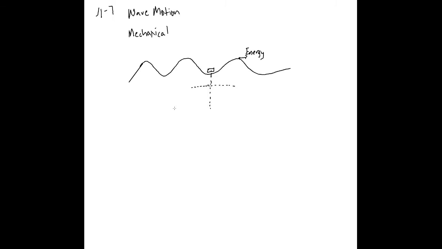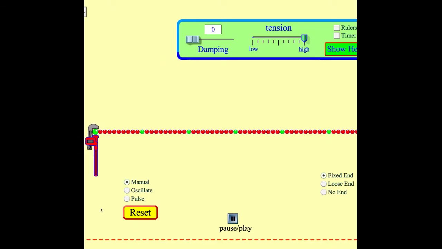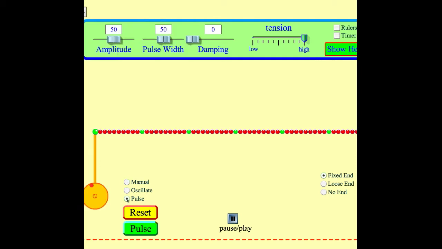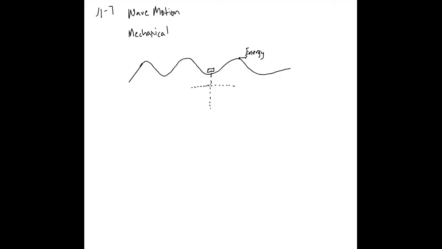So how is a wave formed? Where do waves come from? Well, let's go back to our PhET diagram here, and let's change this to a pulse. A wave pulse is a single wave bump. So this is just a single wave bump.